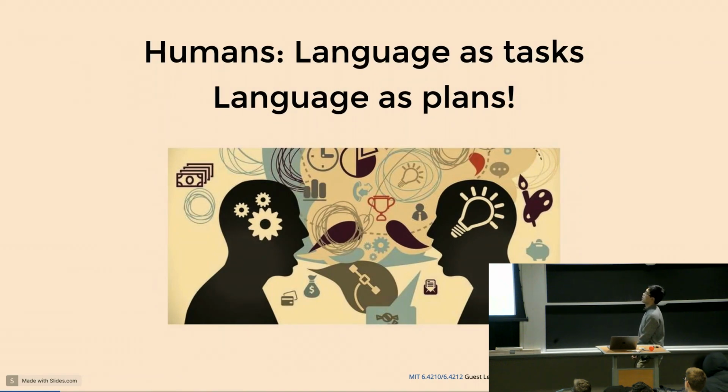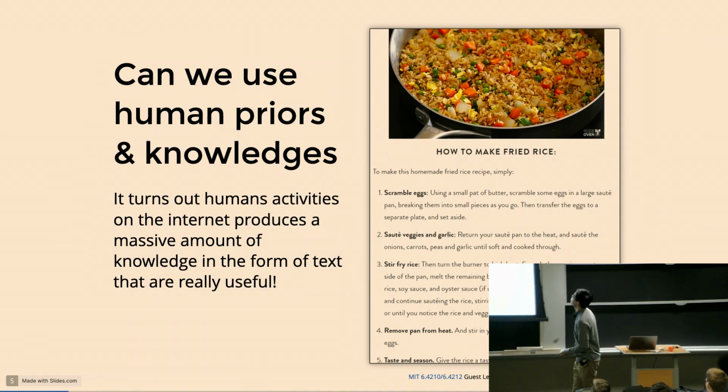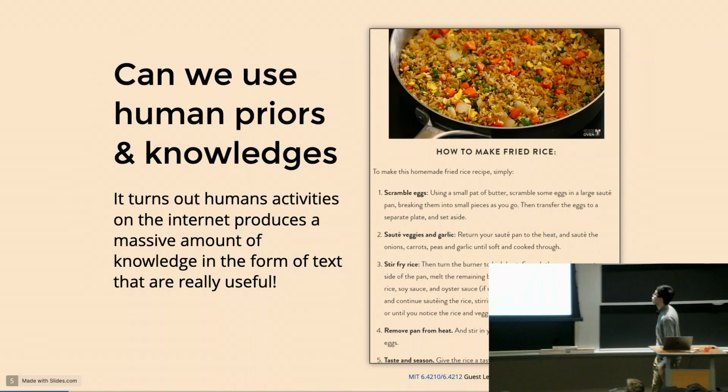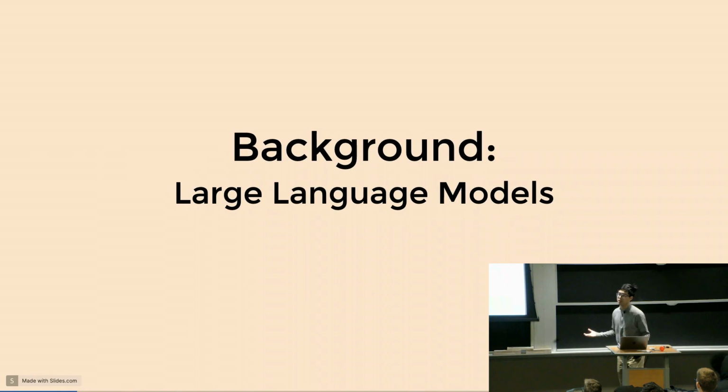And humans use language as abstractions of tasks. You use languages as plans. And the question is, can we use the human priors and knowledge for our task planning? It turns out human activities on the internet produce a lot of knowledge in the form of text. For example, here is an image about how to make fried rice. To make fried rice, this website tells you you need to scramble your eggs, you need to saute your vegetables and garlics, and so on. All this knowledge is on the internet for free. You just need to watch ads, and that's it. But it is widely available, and you have almost unlimited amount of data on the internet.